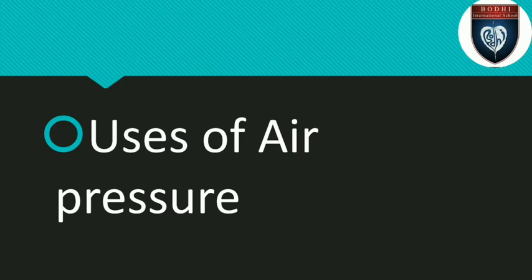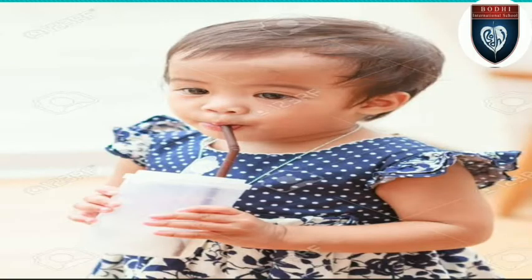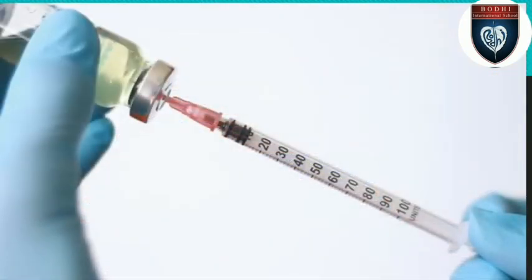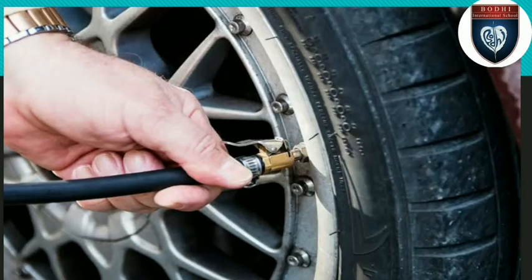Doctors are able to use syringes to give injections. The air is removed from the syringe by pushing in the plunger, and so the liquid medicine rises into the bottle. As you can see, we may use it for a straw, in injections, and in vehicle tires too.